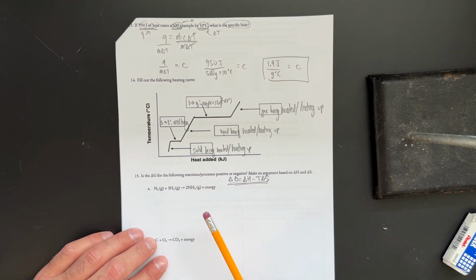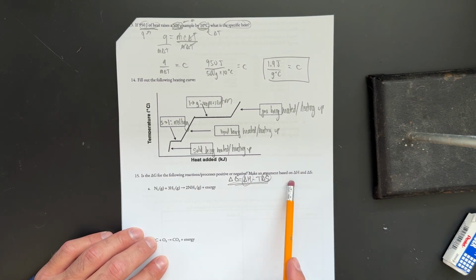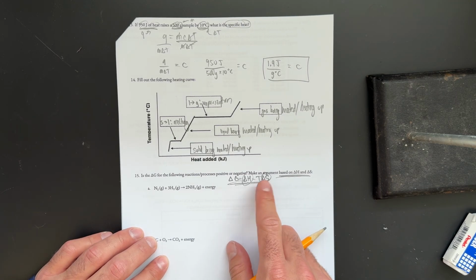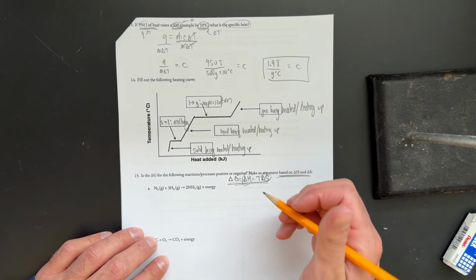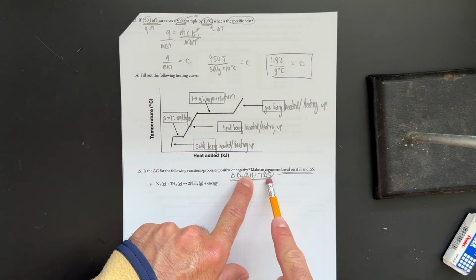Now, for these, remember that it's ultimately going to depend upon the values of delta H and delta S. So when you're making an argument, I'm telling you here, based on delta H and T delta S, remember that T is positive always, so that's not really going to factor in here. So it's going to be what these values are.